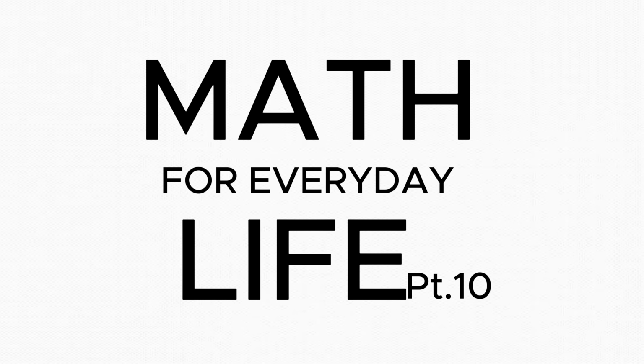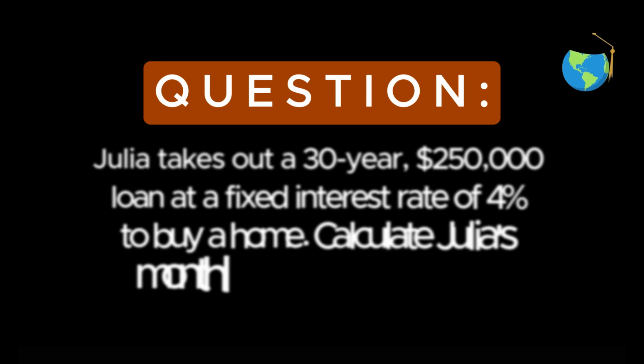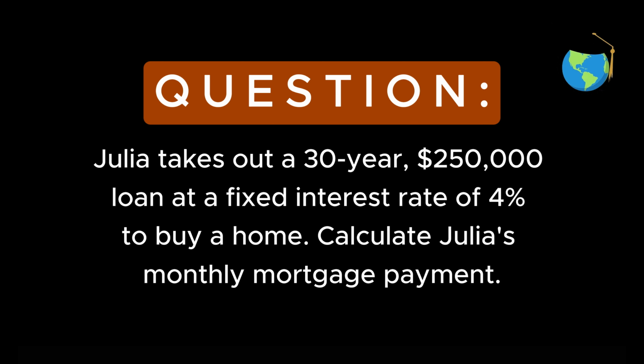Now to conclude our everyday math, let's work on the last problem. Julia takes out a 30-year, $250,000 loan at a fixed interest rate of 4% to buy a home. Calculate Julia's monthly mortgage payment.